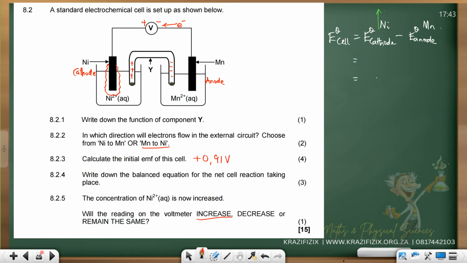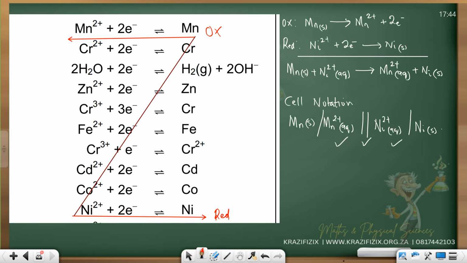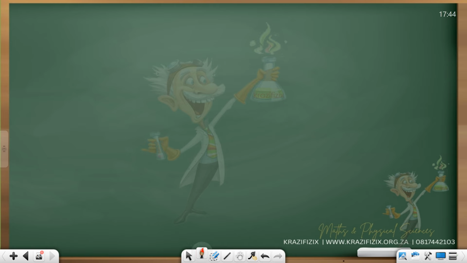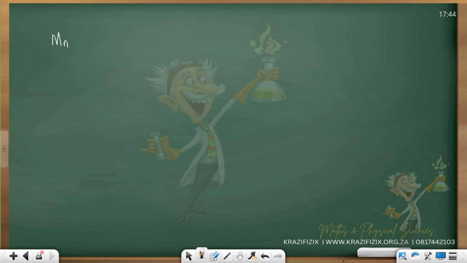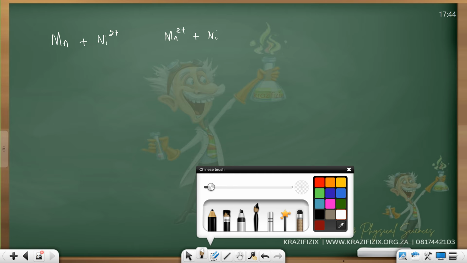Guys, are we okay here? If they say give a reason, you have to use Le Chatelier's principle now. Yes. Okay, let's do it. Using the principle, why will that occur? Very good question. What is our reaction again? Mn solid plus nickel 2+ gives Mn2+ plus nickel solid. So it's a reversible reaction.